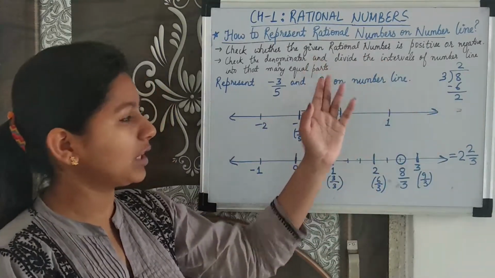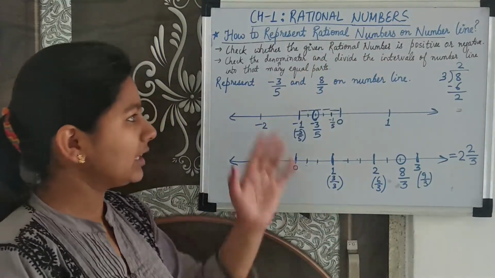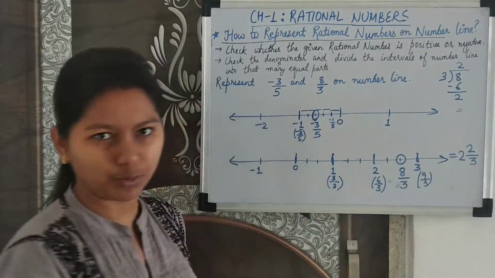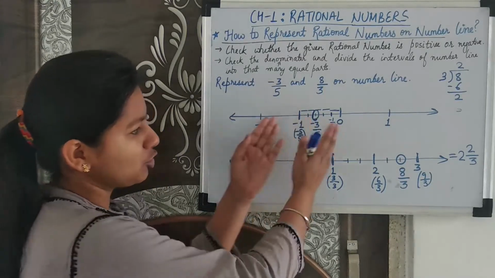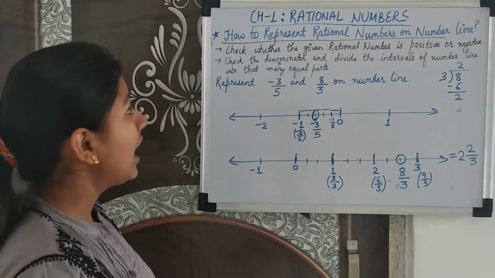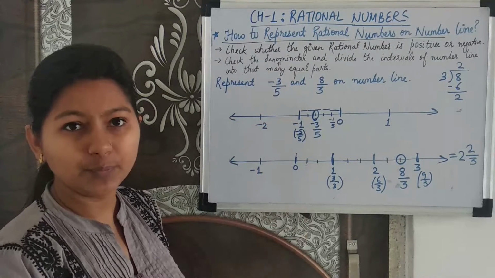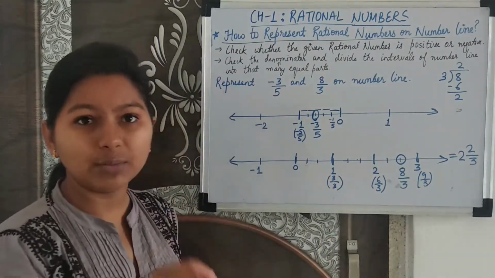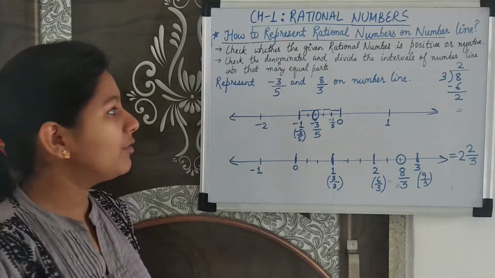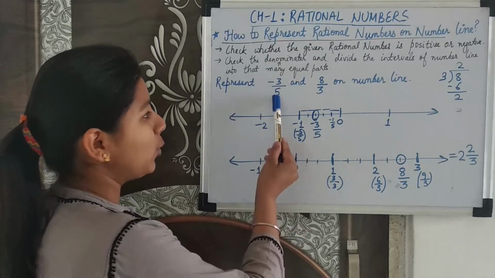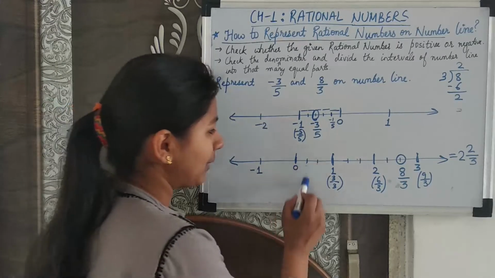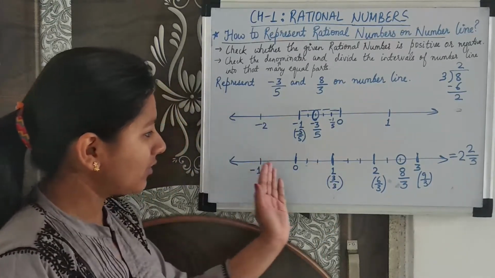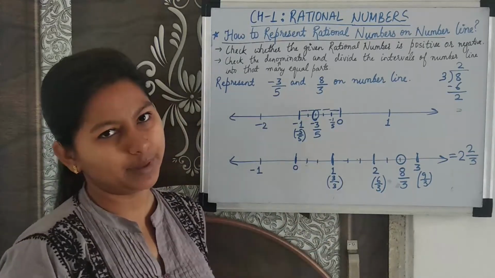For that you have to take care of only two things, whether it's positive or negative. If it's positive, then show more numbers on the positive side. If it's negative, then show more numbers on the negative side. And then we have to check the denominator. By checking the denominator, we have to divide those intervals into that many equal parts, which we can do by taking one less than the denominator and making that many lines in between the interval. And then we can start numbering from the beginning.